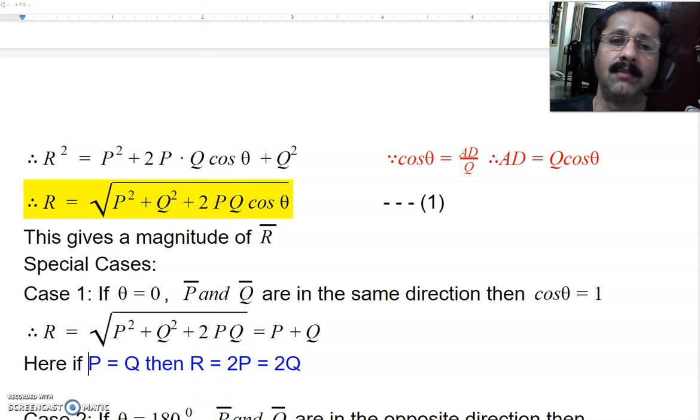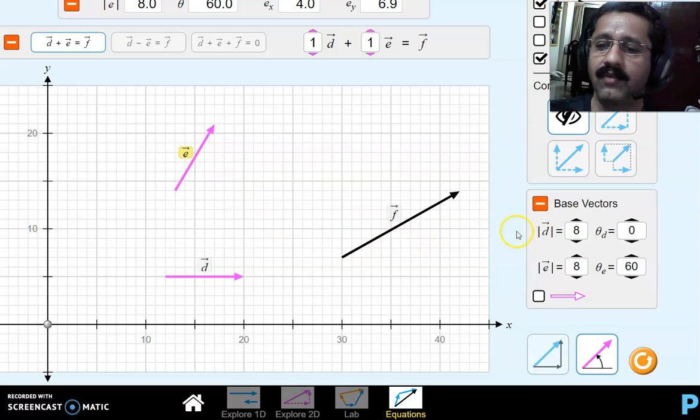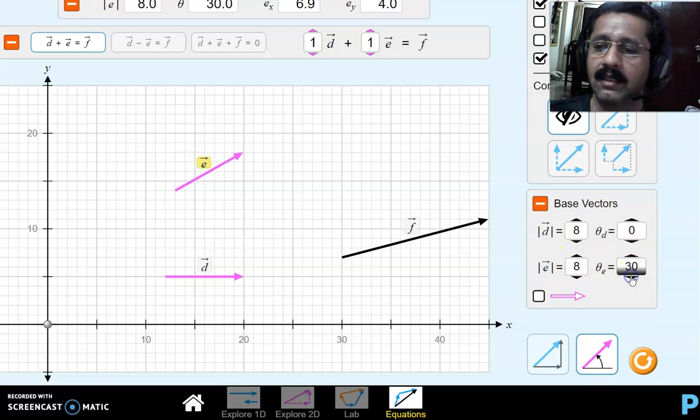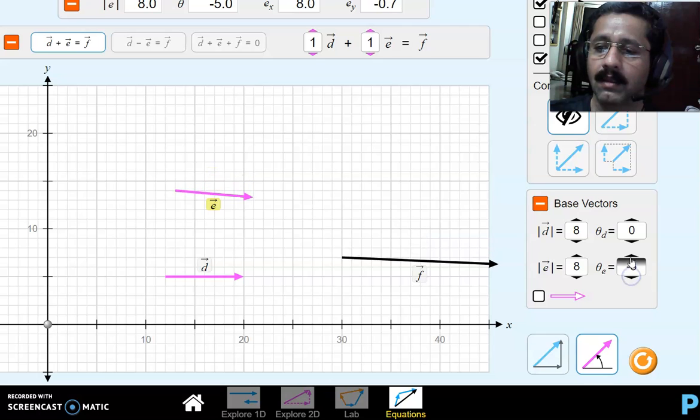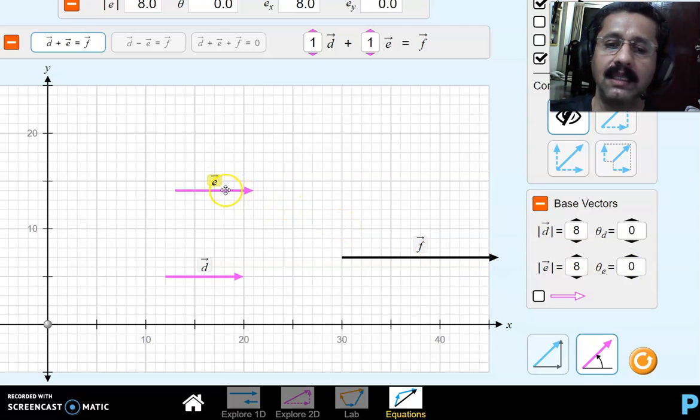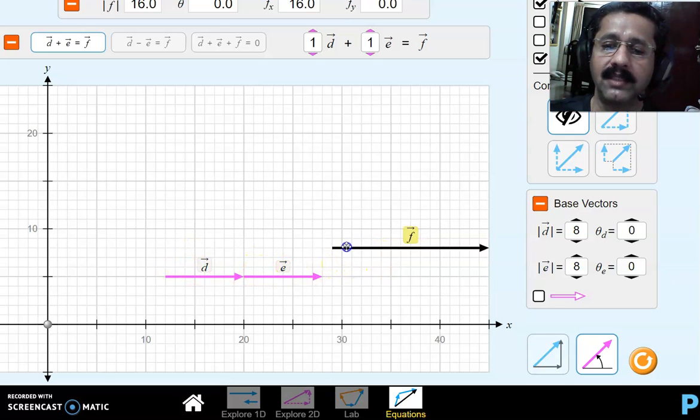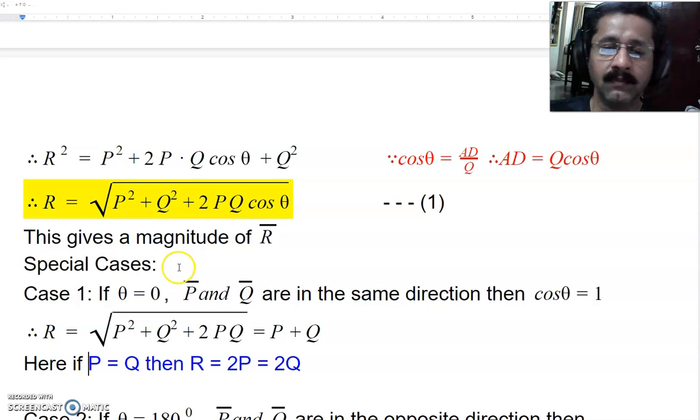We have actually seen simulations for this. Supposing I have a vector, this is, let me say 8, this is 8, and both are in the same direction. So if these two are the vectors, then their addition, if you go for any kind of law, you would find that it is actually equal to twice of them. So here vector D plus vector E, their magnitude is actually equal to their addition. I can just see that F is the addition of D and E here, so it is equal to the addition of their magnitudes. That is what this special case is telling you.